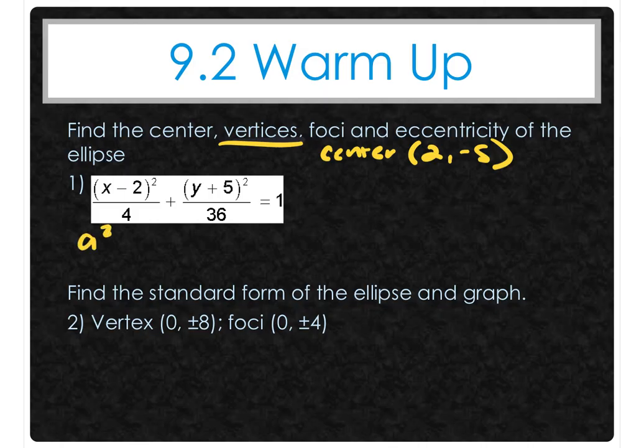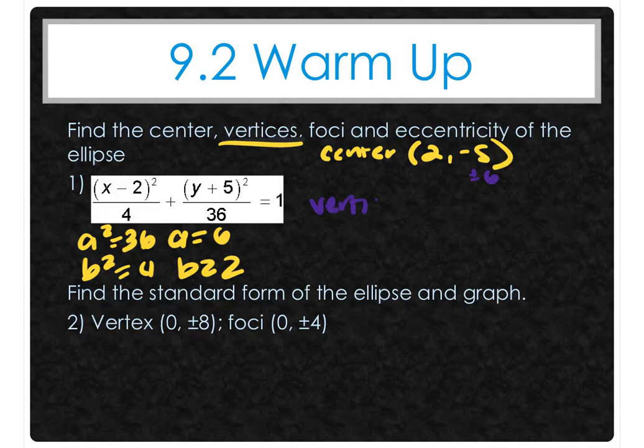And then the a squared is 36 because it's the bigger one, making a 6. The b squared is 4, making b 2. Because the a squared is under the y, that means we go up and down the a. So I take the y and I add and subtract the 6 to it, which means my vertices are 2, 1 and 2, -11.